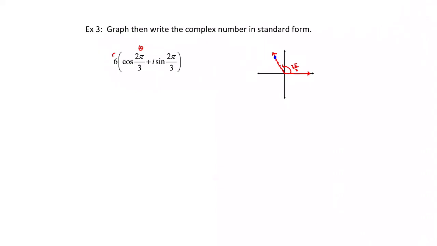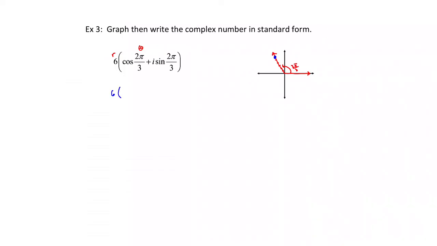Now, I also want to write the complex number in standard form. Well, if we want to get back to the a plus bi form, you're just going to work backwards, but the nice thing is that you know what cosine of 2 pi over 3 is. And then we're just going to be able to multiply that 6 through. So let's go ahead and see what that looks like.